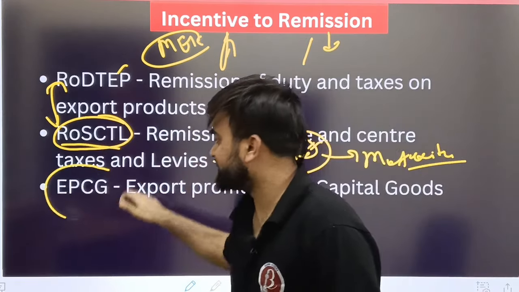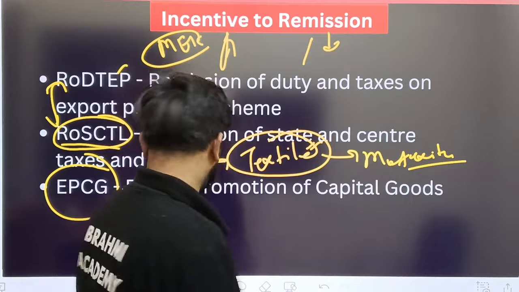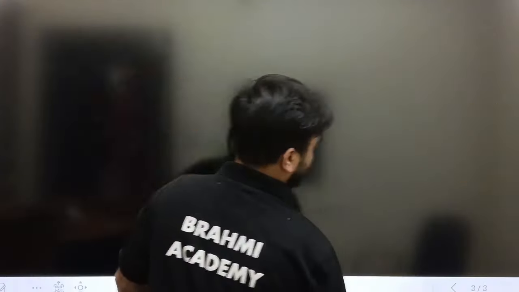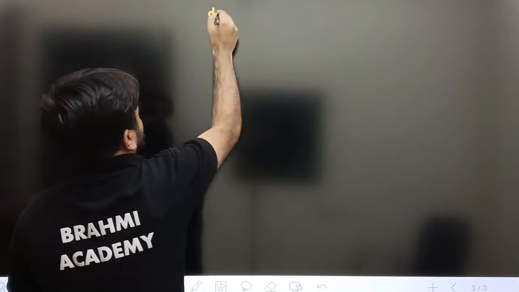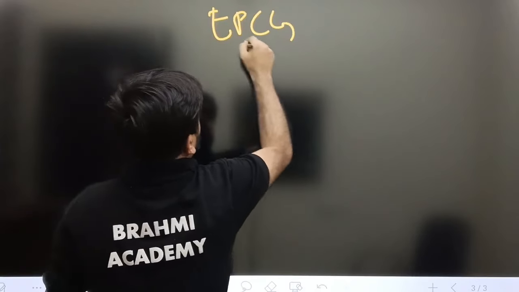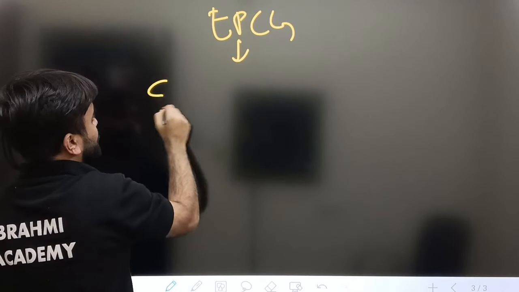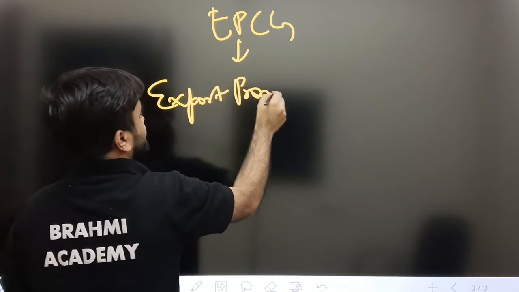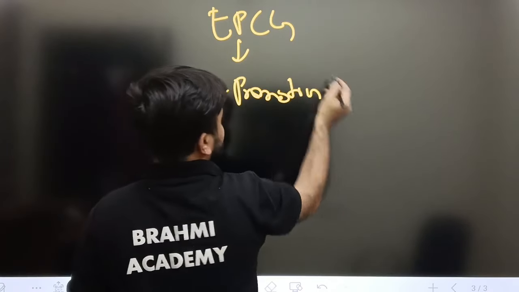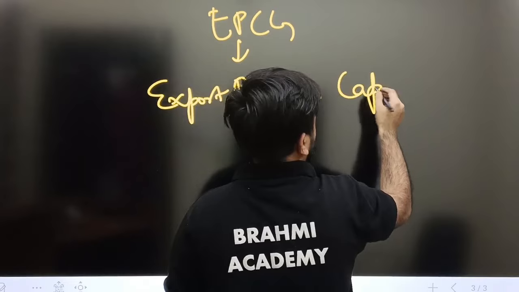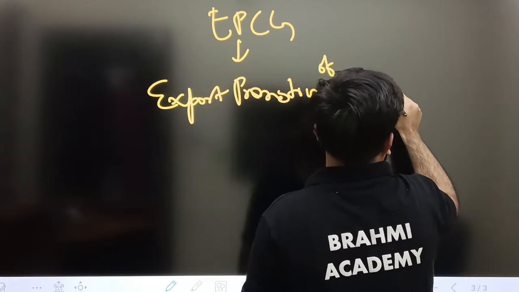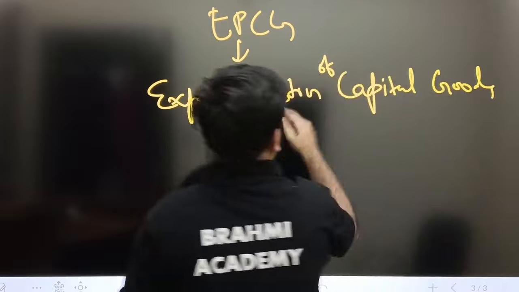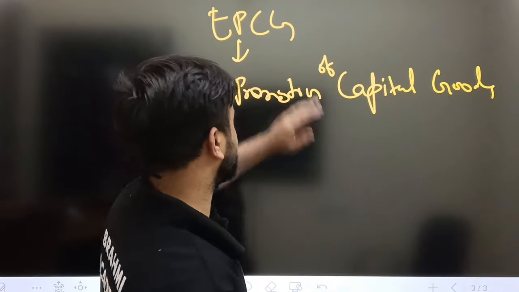The next is the EPCG scheme. Please understand what this is. Now see, EP is for export promotion, and CG is for capital goods. So export promotion of capital goods. This is the scheme name.